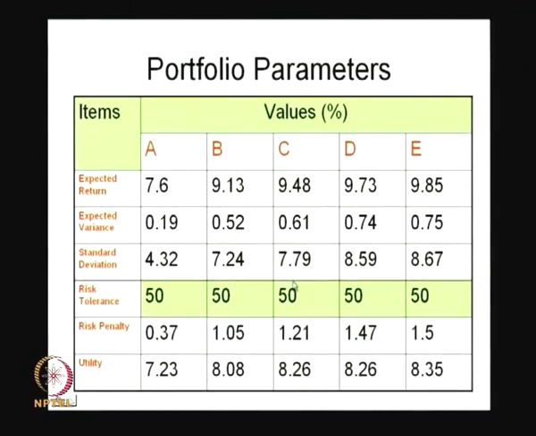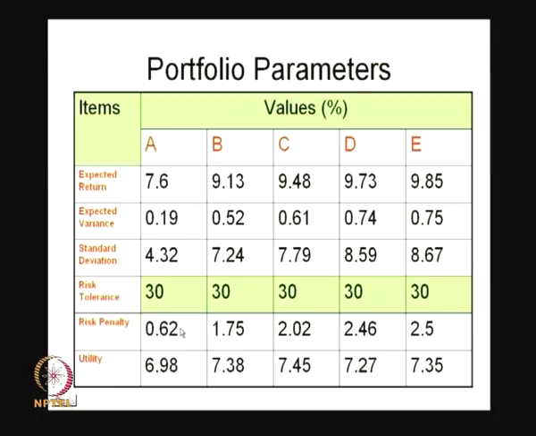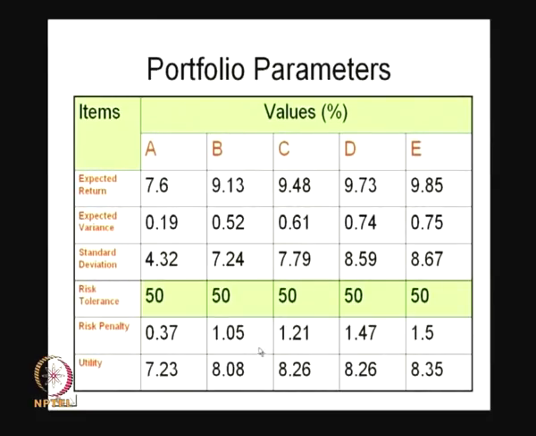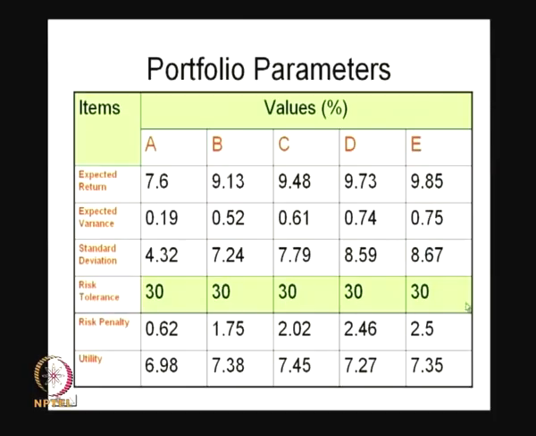Likewise, in the first case it was 1.05, but in the second case it has gone up to 1.75. So we observe that the utility level has also declined for all types of portfolio, because the risk tolerance limit has gone down.